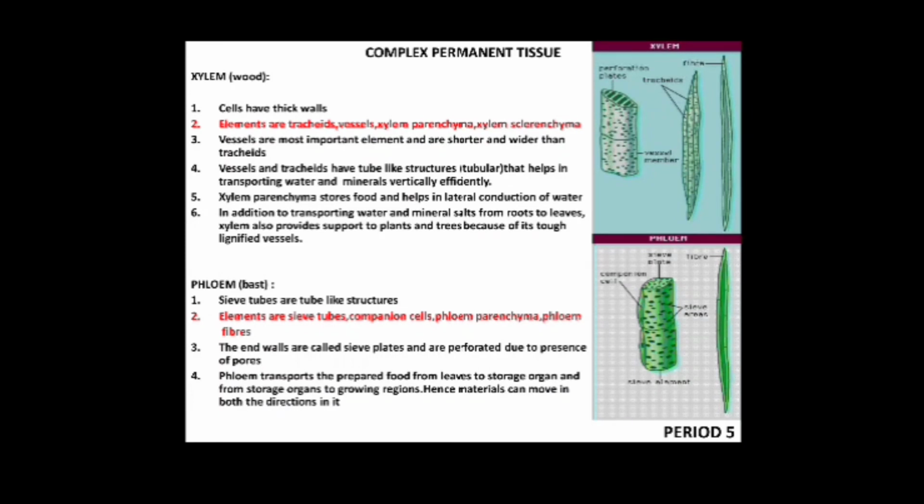Phloem: sieve tubes are tube-like structures. Elements present in the phloem are sieve tubes, companion cells, phloem parenchyma and phloem fibers. The end walls are called sieve plates and are perforated due to the presence of pores. Phloem transports the prepared food from leaves to storage organs and from storage organs to growing regions. Hence, materials can move in both directions in it.